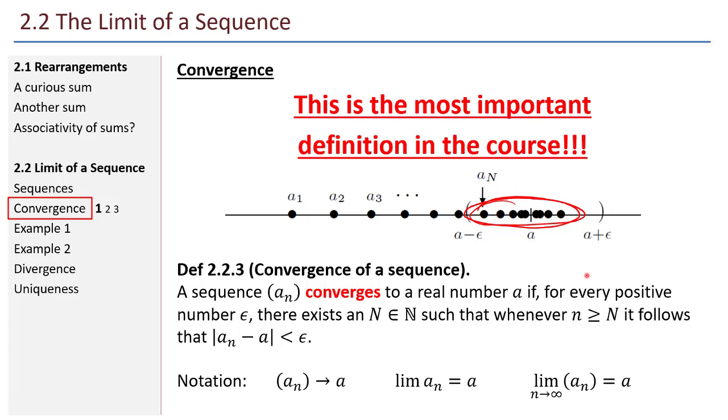There are a few ways that we indicate convergence of a sequence. The arrow is common, I like this. The sequence a sub n converges to a, or I can use the word limit. The limit of a sub n equals a. Or I can say the limit as n goes to infinity of a sub n equals a.